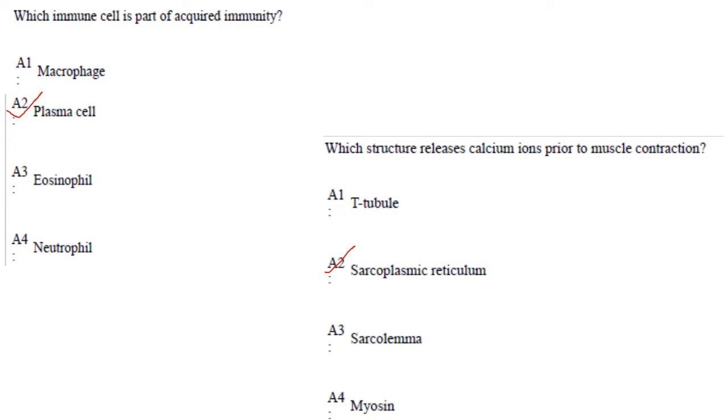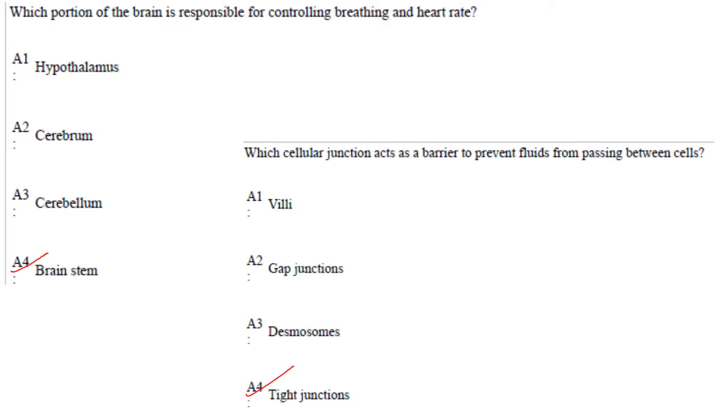Then which structure releases calcium ions prior to muscle contraction? So it is sarcoplasmic reticulum. Answer is option A, 2. The next one. Which portion of the brain is responsible for controlling breathing and heart rate? So it is the brain stem that is responsible. It is beneath your cerebrum and in front of your cerebellum. It connects the brain to the spinal cord, and it controls various autonomic functions, that is breathing, digestion, heart rate, blood pressure, etc.